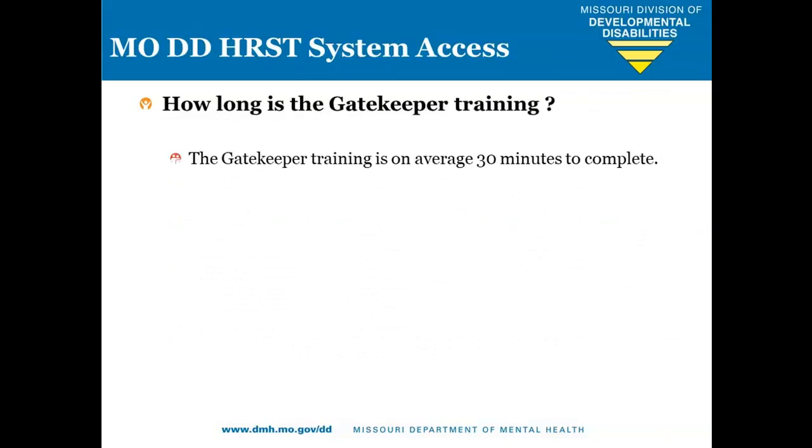How long is the gatekeeper training? The gatekeeper training is on average 30 minutes to complete. The person who is your agency's designated gatekeeper will receive an email from Intellectability. Within the email is a link to be able to log into the HRST system as well as set their user password. Once the gatekeeper logs in, they will have the gatekeeper training come up automatically in the system. It will be stored in your training library so that you can access the training for a refresher at any time.